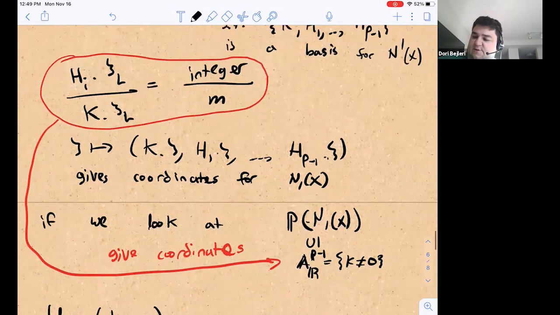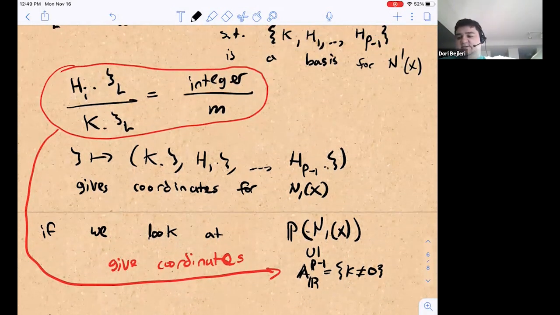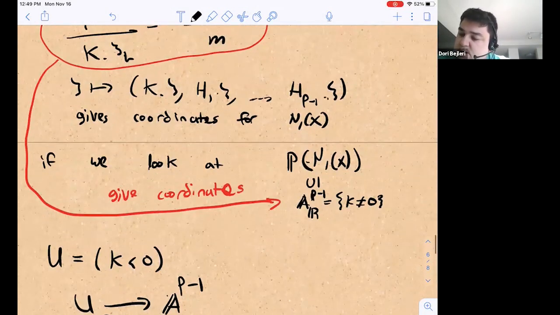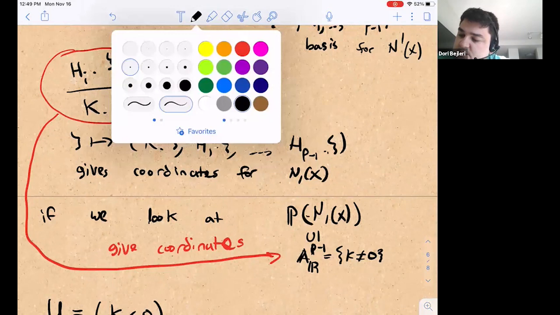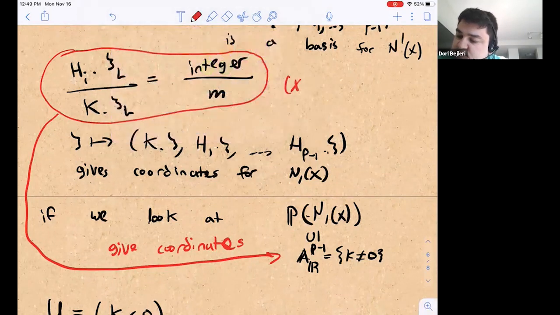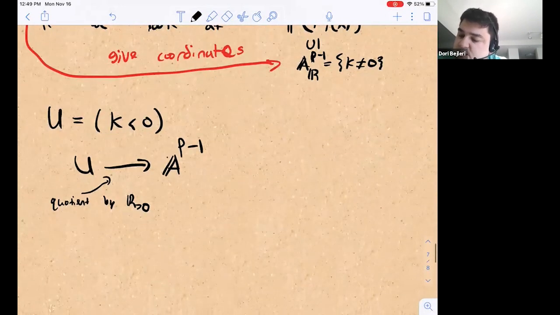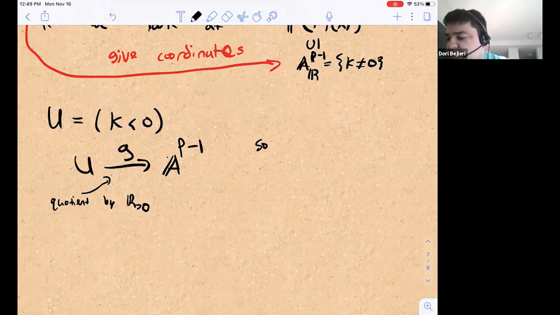And what does this expression tell us? It tells us that the rays in U, the rays that are contained in the strictly K less than 0 piece, map to something with coordinates of the form integer divided by m under this projection. Let me call this the star equation. And let's call this map, I don't know, G.